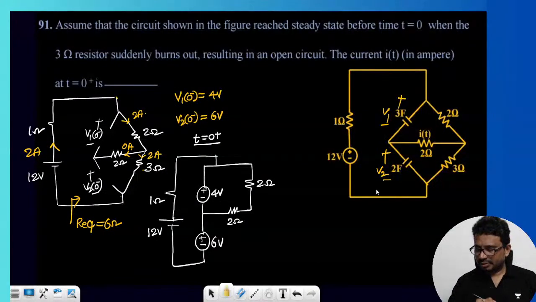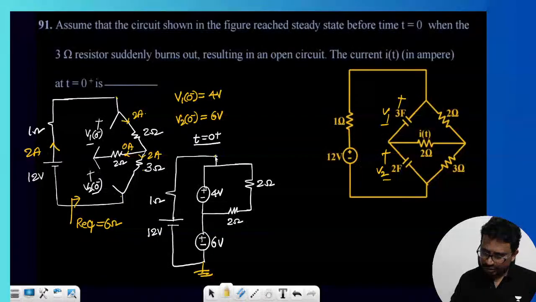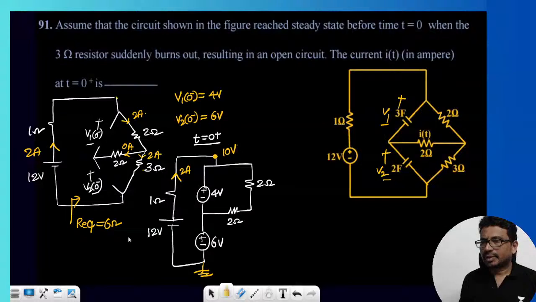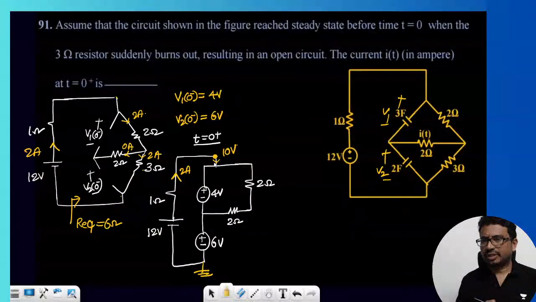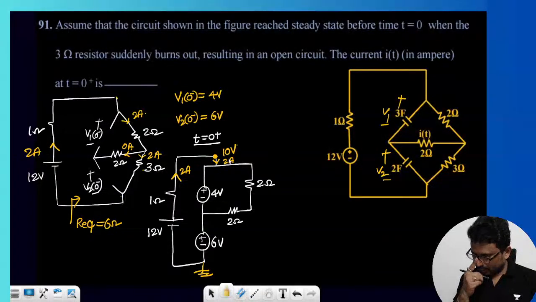Right now, you can tell me. Here is a ground, so that means this voltage we can say is 10 volts. So then how much is this current, you tell me. 12 minus 10 by 1, so this current is 2 amps. So the entry current here, which is equal to 2 amps, will come. Yes, this current which is coming here is 2 amps.